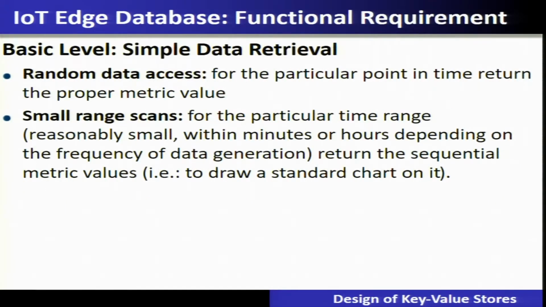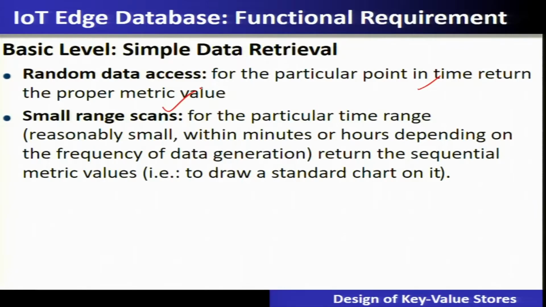Now, this data requires some functional needs for data retrieval. Let us see a very basic level of data retrieval, which includes random data access for a particular point in time and returning the proper metric value.